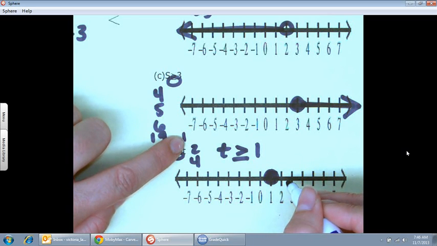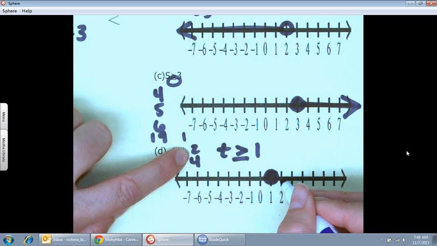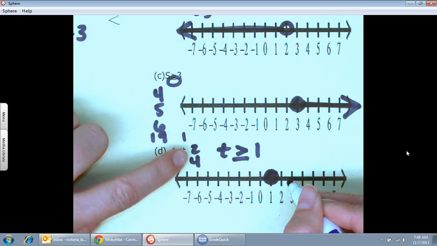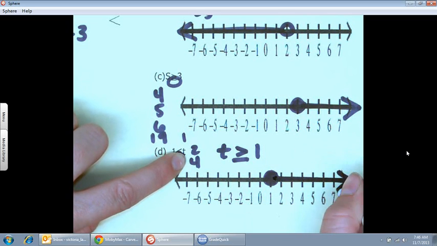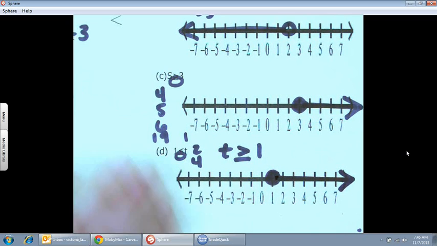2's a solution. Okay, 2's to the right. 4's a solution. 4's to the right too. So I guess my arrow has to go to the right. Okay? And that's it. Thank you very much.